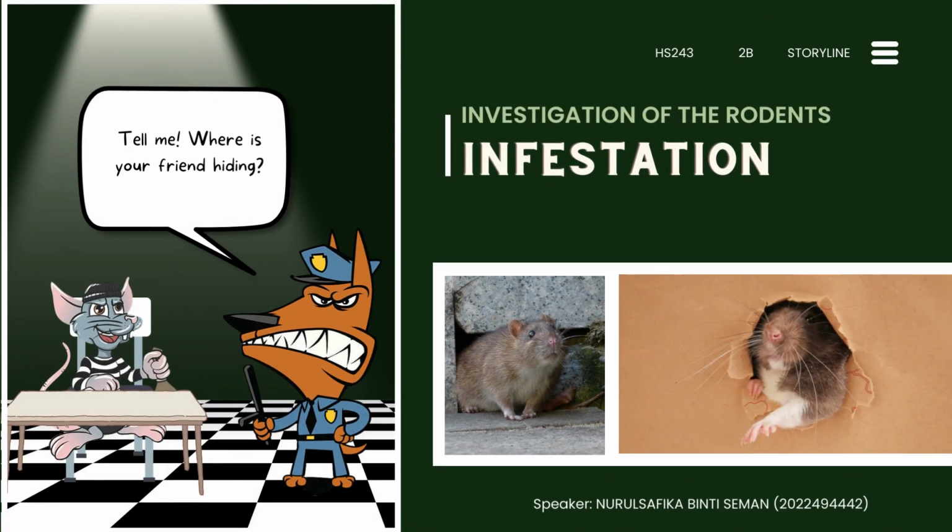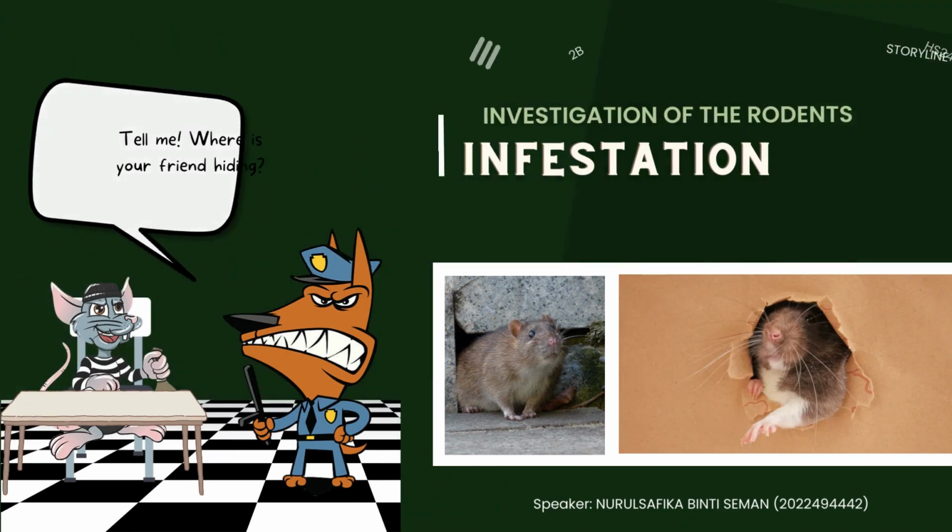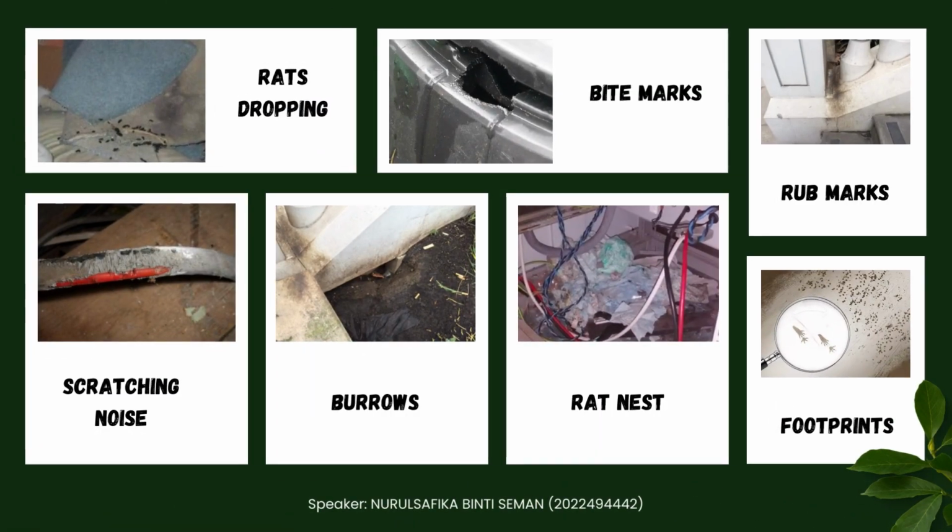So in this part, the rat will tell us how to detect their presence in our house. There are 7 ways to identify whether there are any rats in our home, which are rat droppings, bite marks, rub marks, scratching noise, burrows, rat nest, and rat footprints.